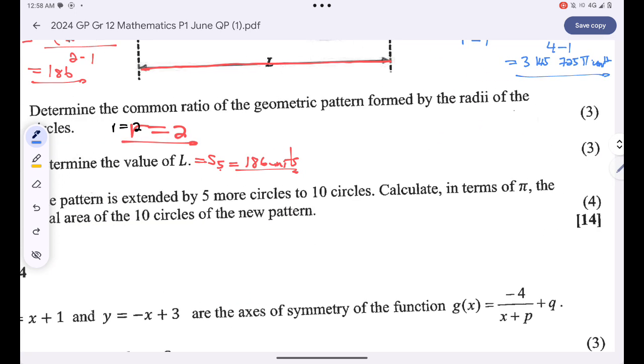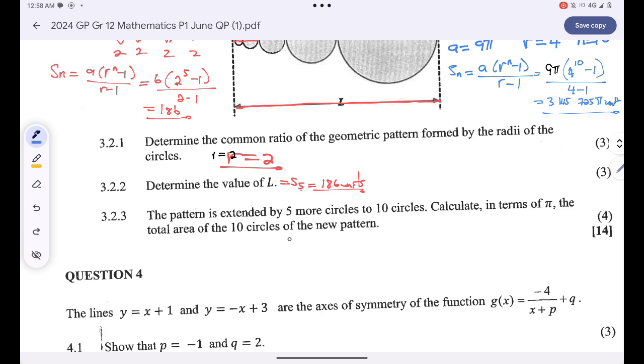Now, that's my total area. So the total area is equal to the sum of the first 10 terms. That's just 3,145,725 pi units squared.